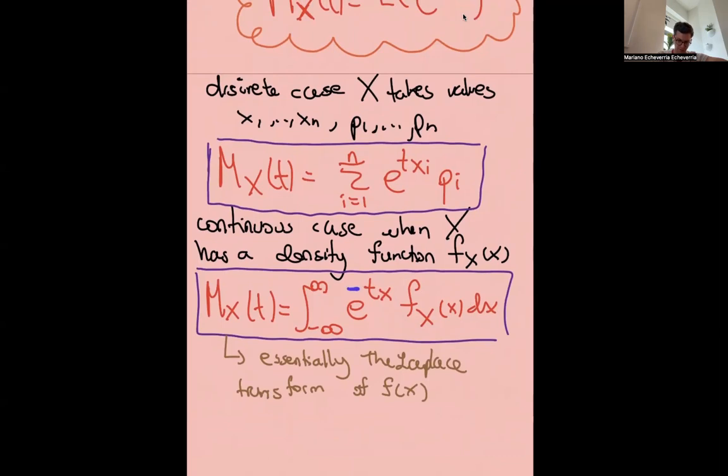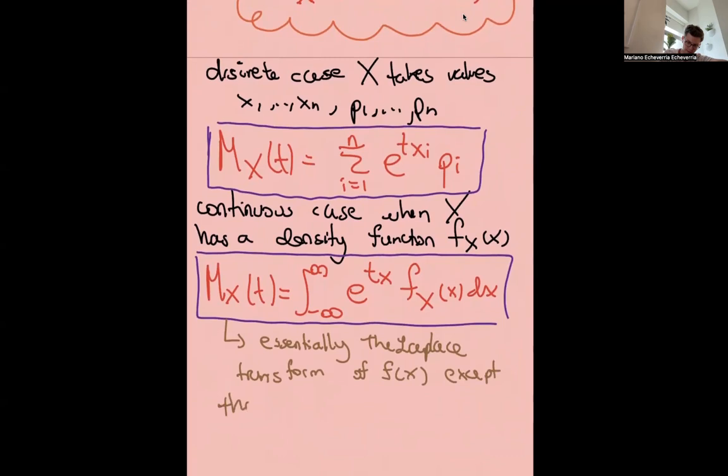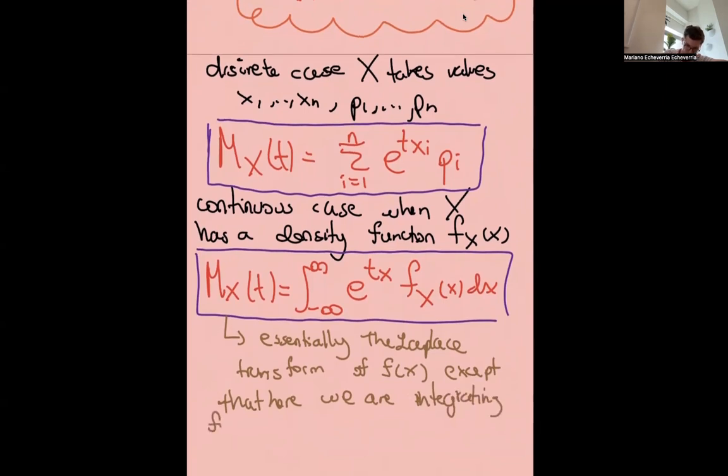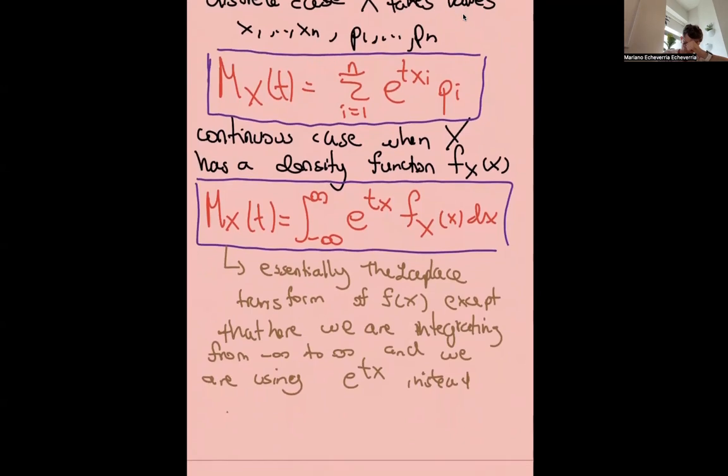And in the usual definition of the Laplace transform, there is a minus in this exponent, except that here we are integrating from minus infinity to infinity, and we're using e to the tx instead of e to the minus tx.